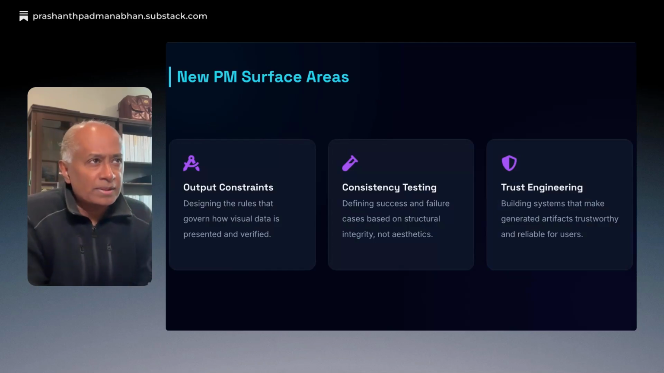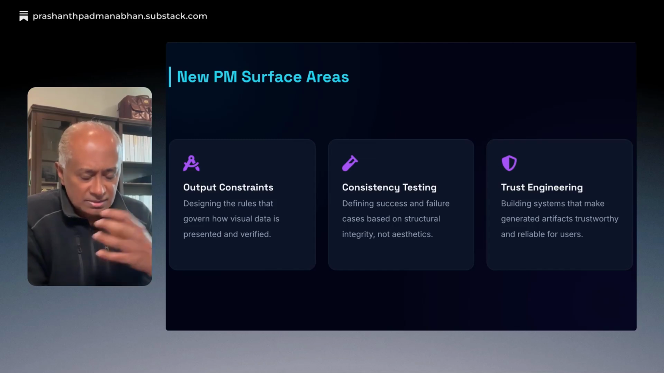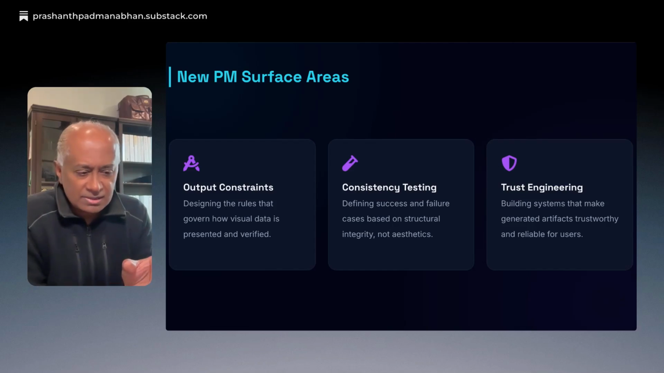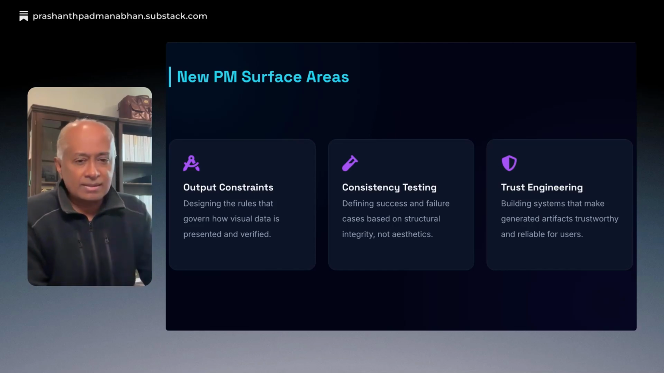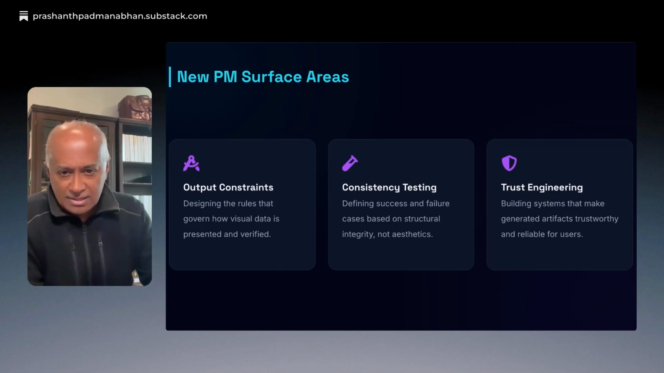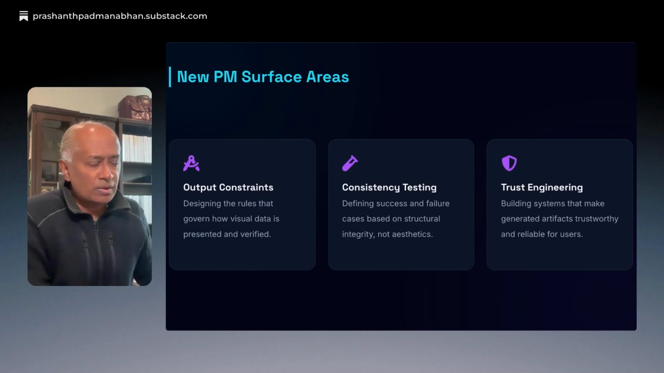So the new product manager surface area looks like this. Output constraints. Yeah, LLMs can do a lot of things. So the product manager should be able to provide constraints, guardrails to the large language model about the artifact. If it is a slide, the PM should be able to say the slide should be in landscape format or portrait format. This font, this color, this image, and so on.